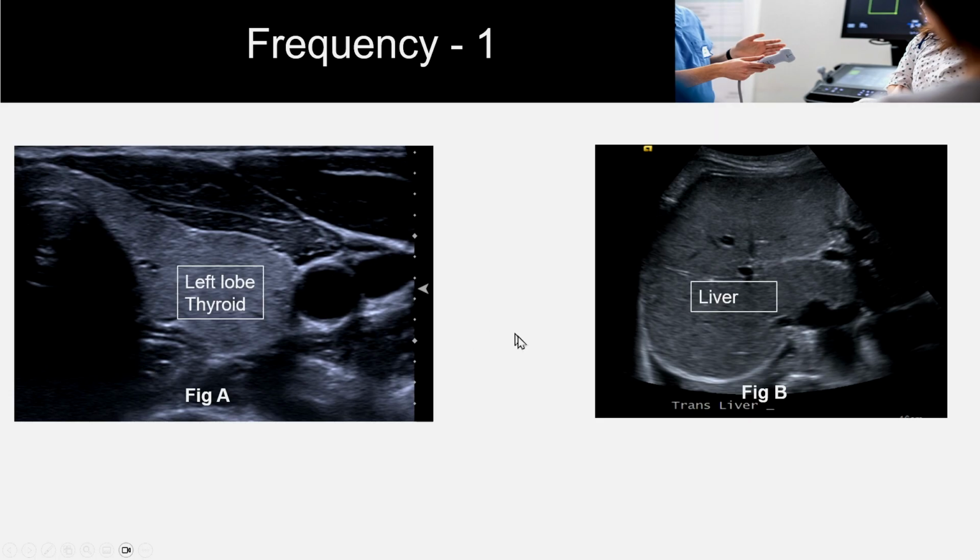On figure B, we see a transverse view of the liver. You can see the echogenic diaphragm. You can see the IVC, hepatic veins draining into it, some portal veins. And I want you to see this because this is a very superficial structure. This is a deep structure.